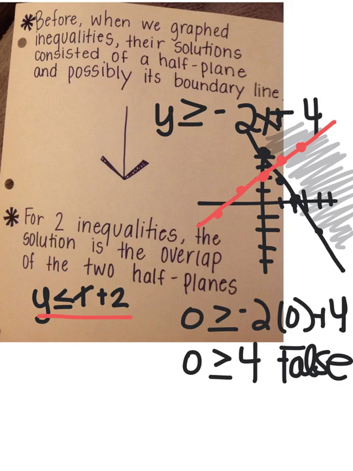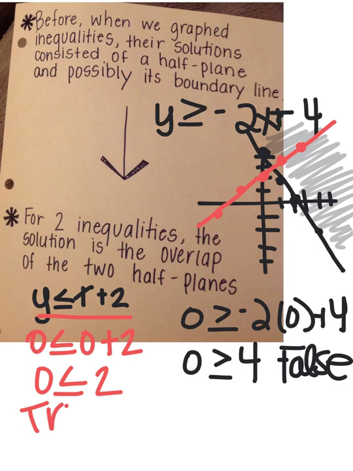Again, I need to plug in a test point. I'm going to use 0, 0. And I will get that 0 is less than or equal to 2. That is true, right? 0 is less than or equal to 2. So I am going to include that. I want to include 0, 0 in the part I shade.